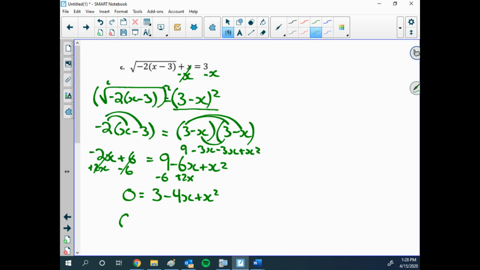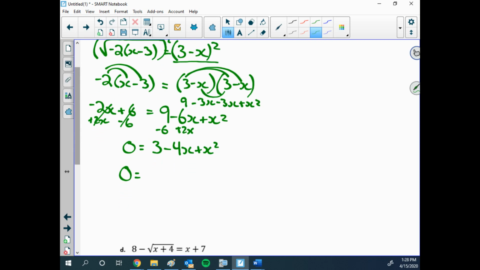It looks a little weird looking at it like that, so I'm just going to write it as 0 is equal to x squared minus 4x plus 3. Now I can solve that quadratic using whatever strategy I want to find my x-intercepts. I could factor, I could use the quadratic formula, I could put it into standard form and complete the square and then square root. But this is an easy question, right?